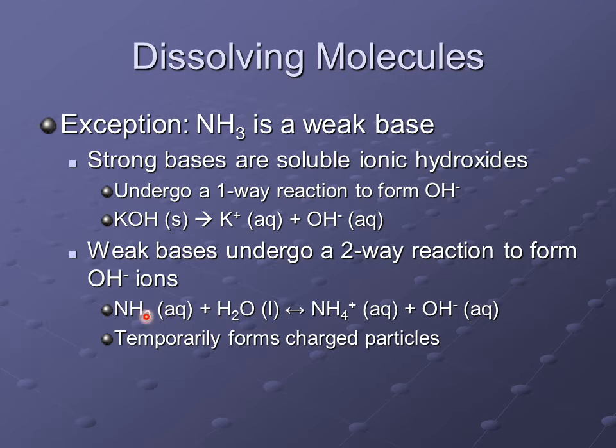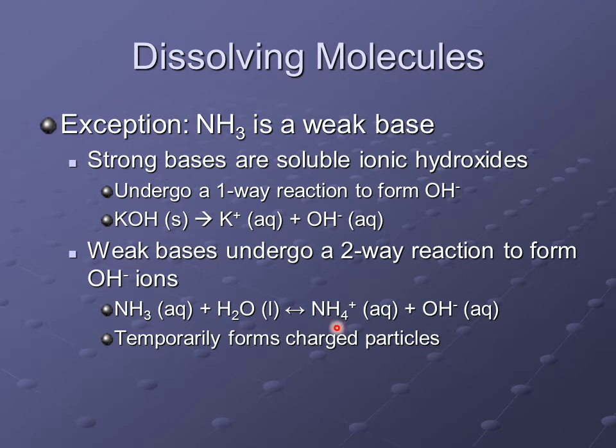So, for example, ammonia, which is the most important weak base for the purposes of AP chemistry. Ammonia reacts with water, and the water loses a hydrogen ion, and the ammonia gains a hydrogen ion. The result is that ammonia becomes the ammonium ion, aqueous, and the water loses an H plus ion, and so you're left with the OH minus ion, or the hydroxide ion.